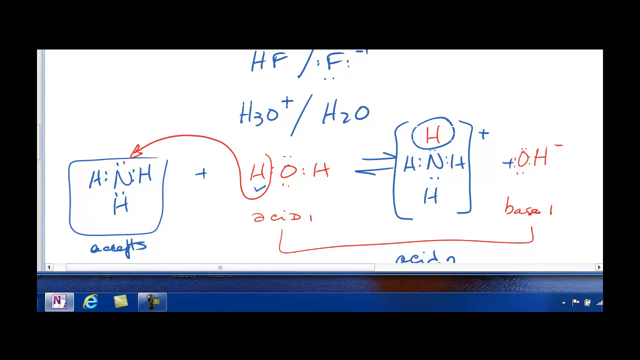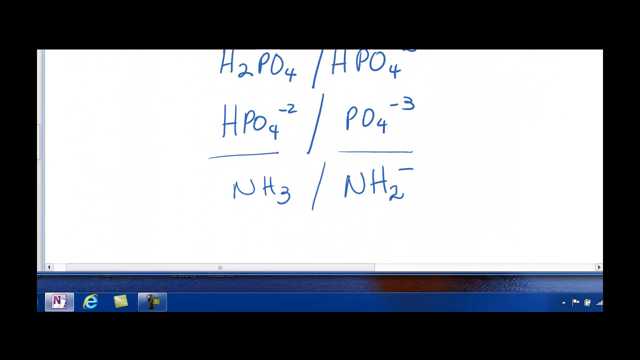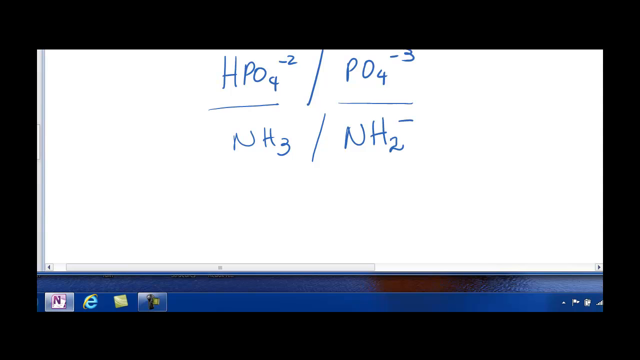Okay, so if ammonia reacts with hydrochloric acid, or with a stronger base than itself, then it will release a hydrogen ion and act as an acid. Okay, are we okay with this concept?